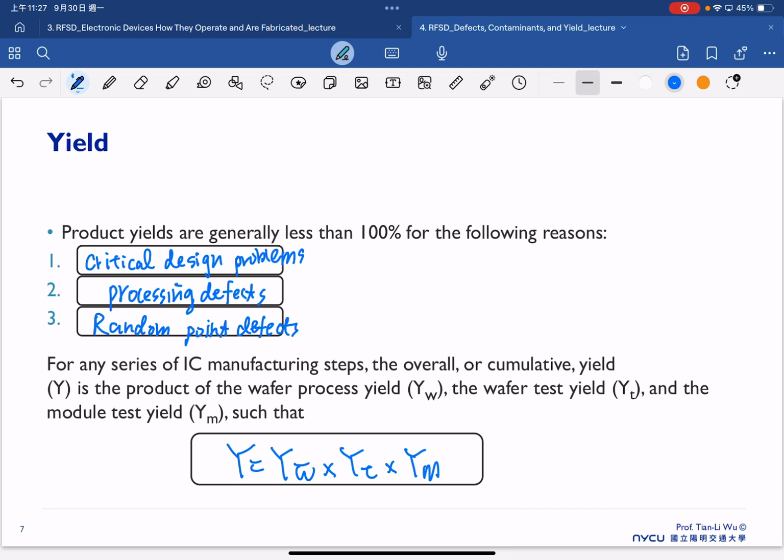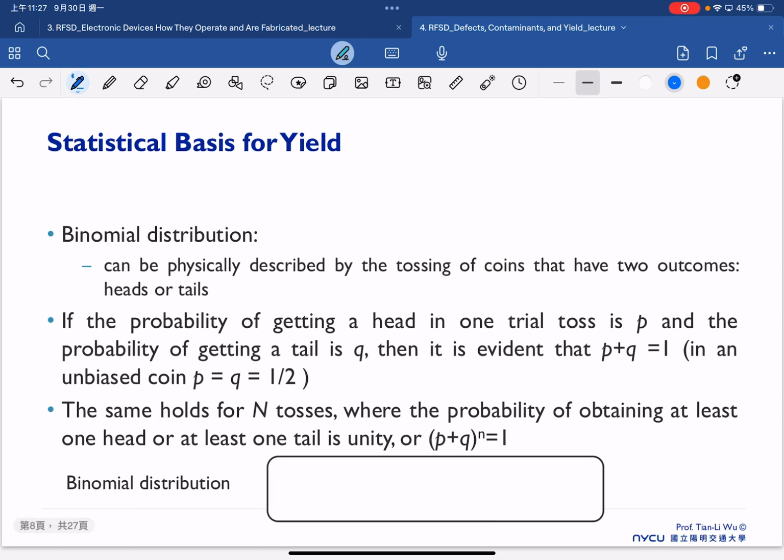When we consider yield, yield is trying to estimate the good products from a huge amount of manufactured products. Therefore, we definitely need to apply a statistical basis. Here we will talk about the first one, the binomial distribution. The binomial distribution is something that we have already learned in high school. It can be physically described by the tossing of a coin that has two outcomes, one is heads and the other is tails. If you toss a coin, there are only two possibilities. One is the positive side, which is the head, and the other is the opposite side, which is the tail.